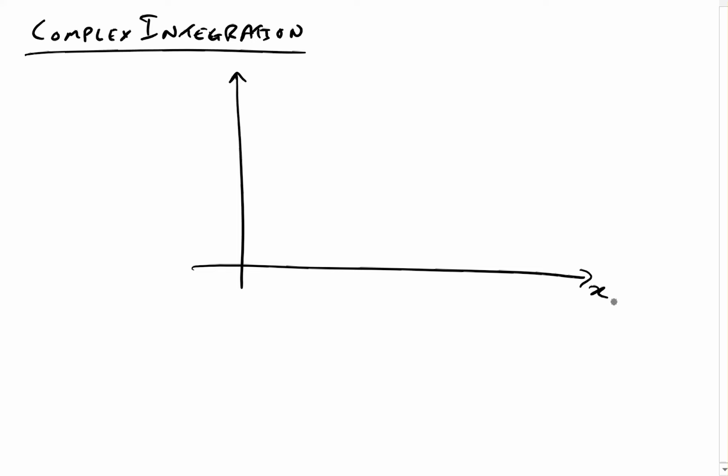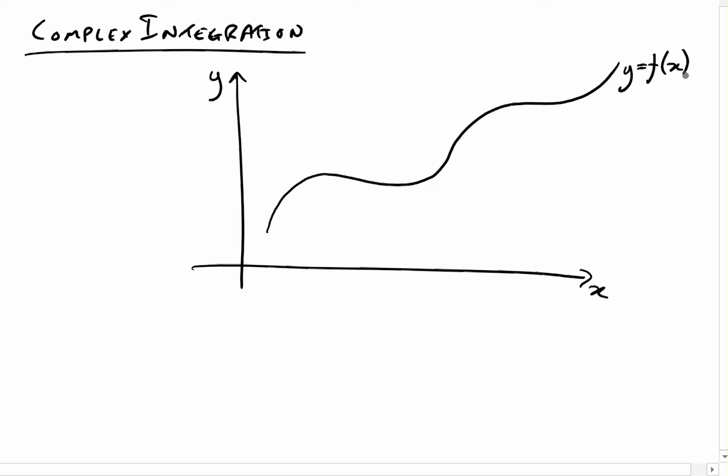I'm just going to draw it out. We've got x along this axis and y along this axis, and we've got some function going on like this. This function is just going to be called y, equal to some function of x. It could be literally any function of x you like: polynomial, cubic, quartic, whatever. Basically what we want to do is try and define the area underneath this curve.